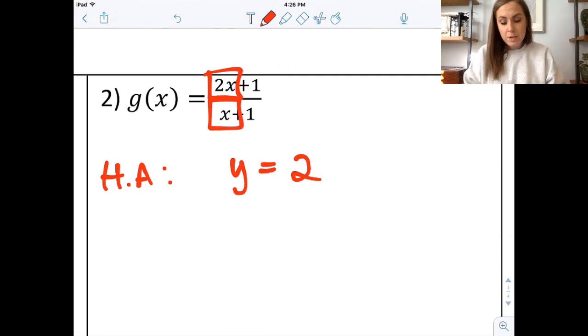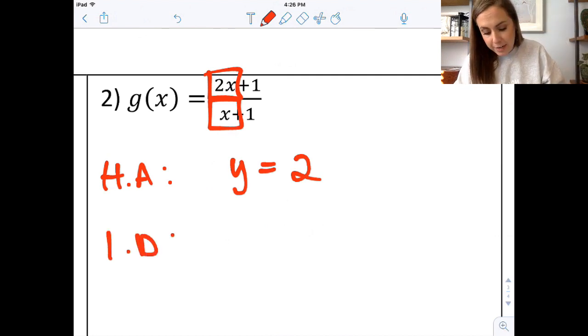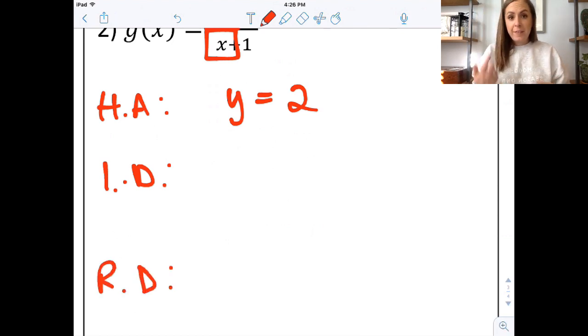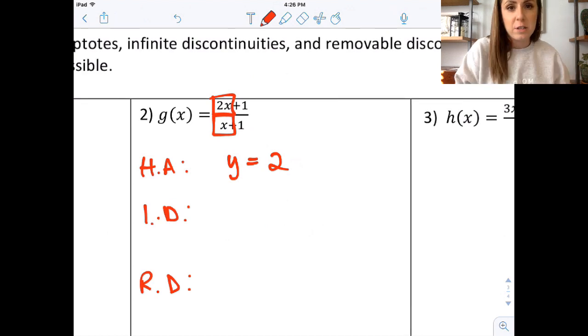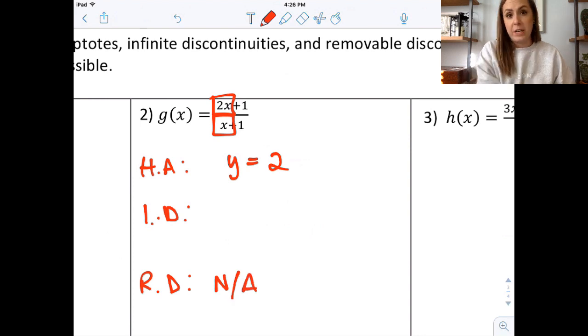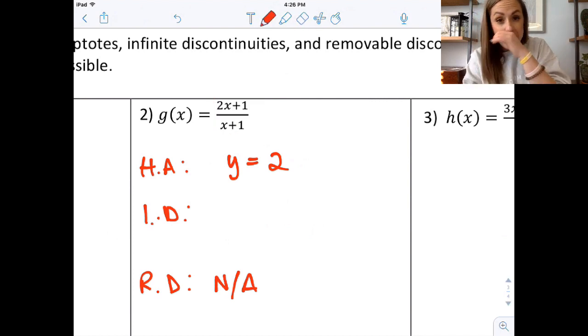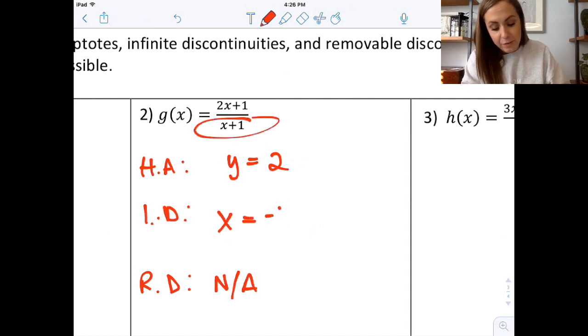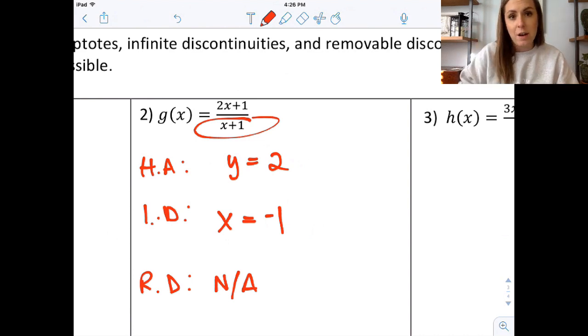For the infinite discontinuity and the removable discontinuity, we have to factor if possible and then go from there because we're going to look at what makes those factors equal 0. So this is not factorable. The numerator and denominator are already completely factored. So I see that nothing cancels out, so I know there will be no removable discontinuities. However, there is a 0 in the denominator still. So for the infinite discontinuity, I'm going to look at what makes the bottom equal 0. Here that will be x equals -1, and so that is my infinite discontinuity. And we'll talk a little bit more about those in a second.